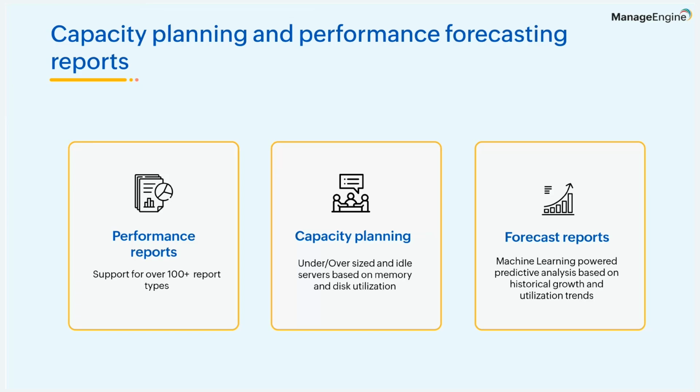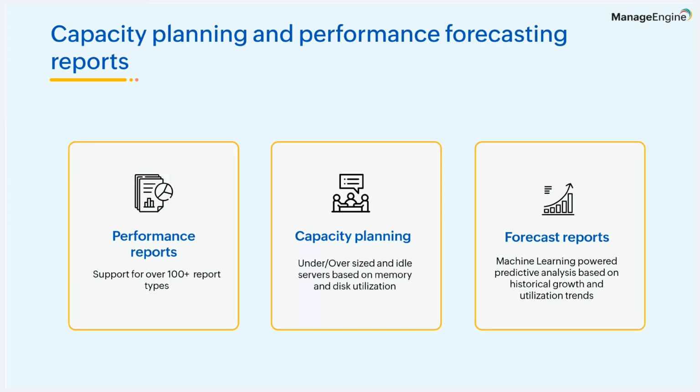So let's continue. One other major aspect of Applications Manager is reporting. We have two key players in reporting, which are capacity planning and forecast reporting. Let's consider capacity planning. That is going to give you how your servers and virtual infrastructures are sized, say, undersized or oversized. Based on that, you can allocate more memory or disk utilization where the actual resources are required.